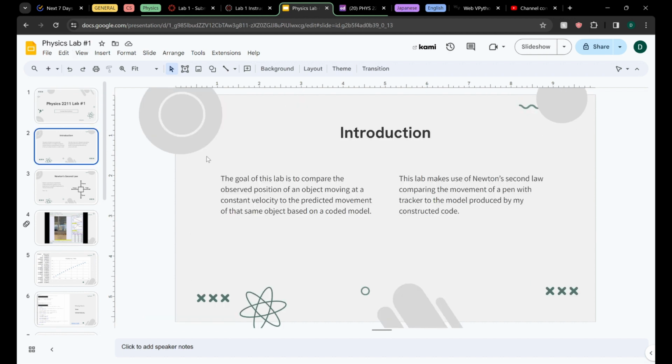Introduction. The goal of this lab is to compare the observed position of an object moving at a constant velocity to the predicted movement of that same object based on a coded model. This lab makes use of Newton's second law, comparing the movement of a pen with the tracker to the model produced by my constructed code.